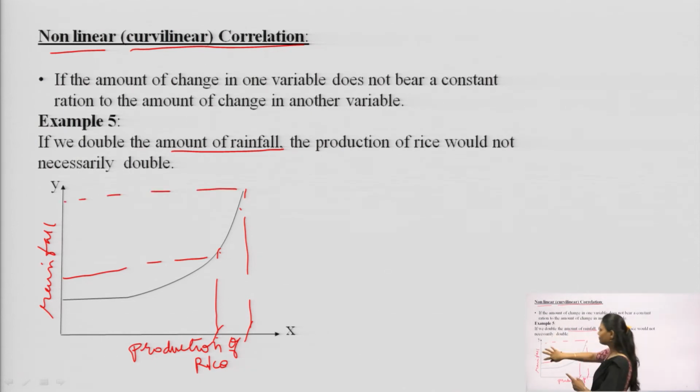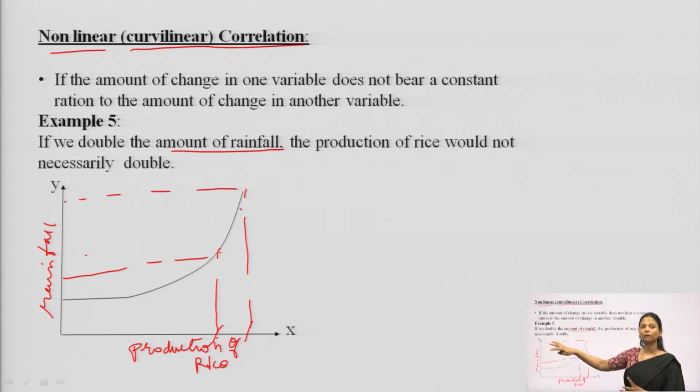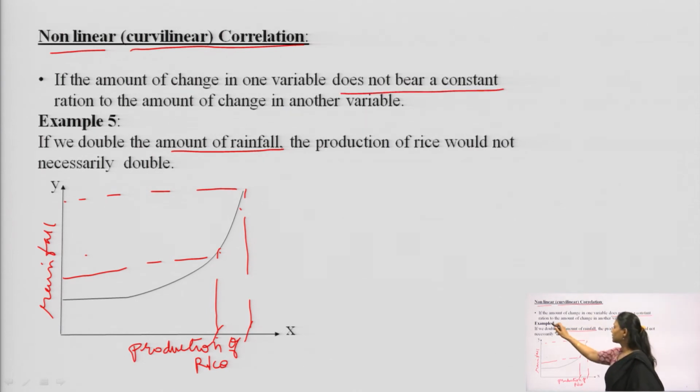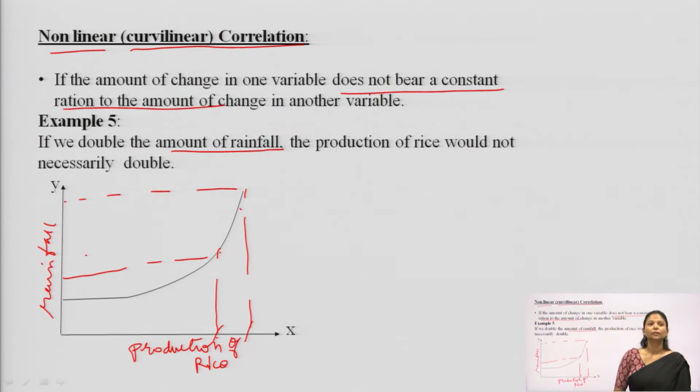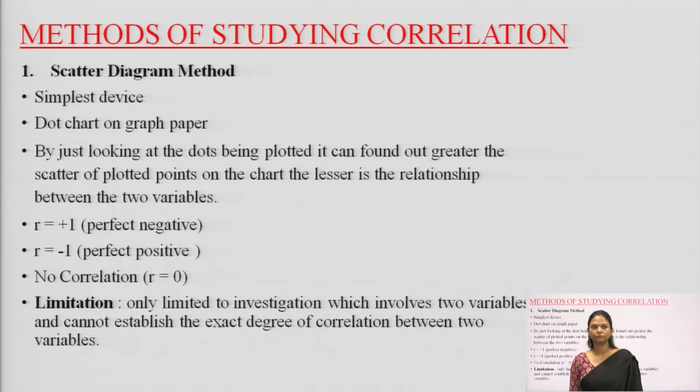The amount of rainfall is increasing by a huge amount, whereas the production of rice is not increasing by the same amount. Thus, we can say that they do not bear a constant ratio when we are talking about the change in the two variables. Thus, this gives rise to a non-linear or curvilinear graph.